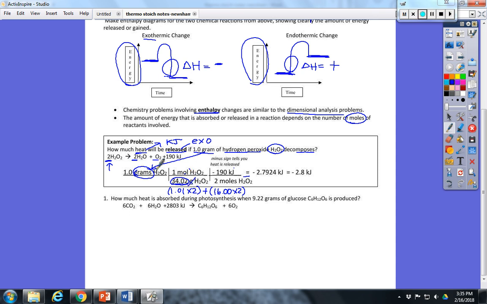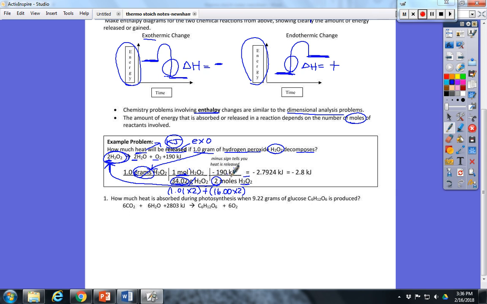Now grams cancel. Don't forget that's the whole point behind dimensional analysis. We cancel out our units. And now we have moles. This is the new part. I don't want moles anymore. I want kilojoules. So I'm going to look at my reaction here, and I'm going to find hydrogen peroxide. And here it is. And now the number in front, that 2, you'll notice this 2 and this 2 mean the same thing. So I have 2 hydrogen peroxides. Thus I have 2 moles of hydrogen peroxide.